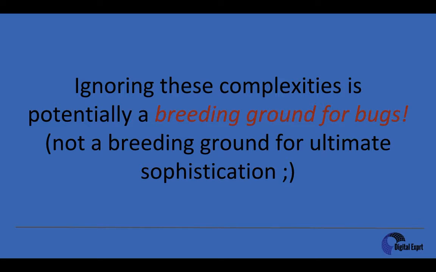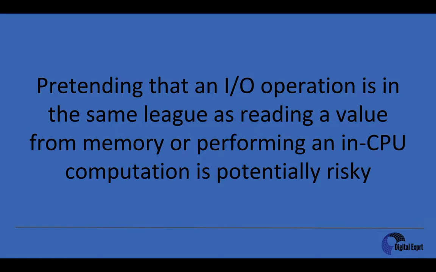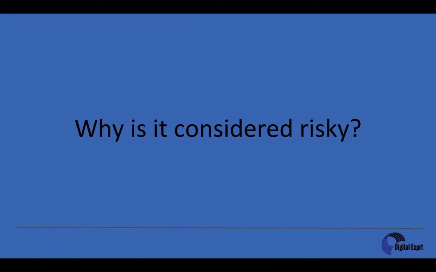If we are pretending that an I/O operation is in the same league as reading a value from memory or performing an in-CPU computation, then we are running a risk, because these two operations are not in the same league, not at the same level of complexity. And there's no two ways about it. That's how things are. So the question is, why is that considered risky? Why can't we just say, you know what, I'm not going to pay attention to that because that is just so much more work. I'm just going to pretend as if everything is happening here locally in my computer memory.